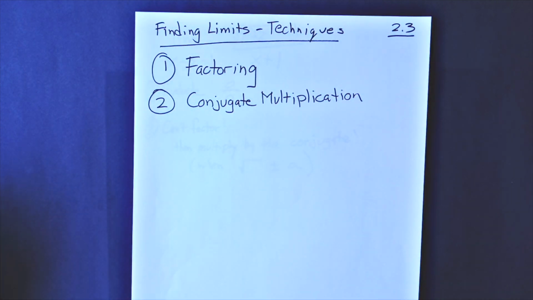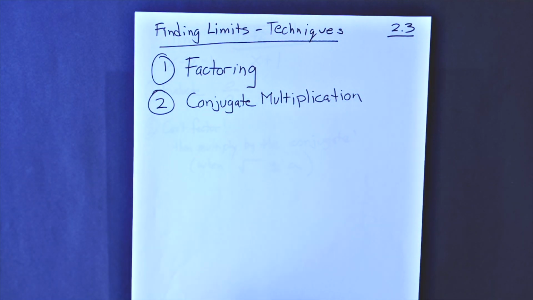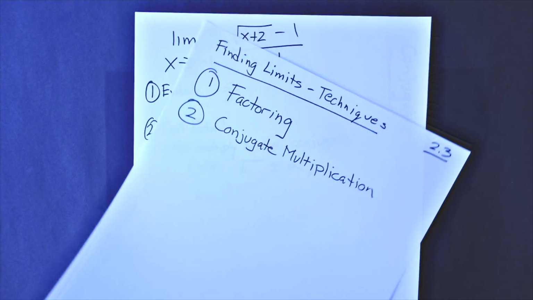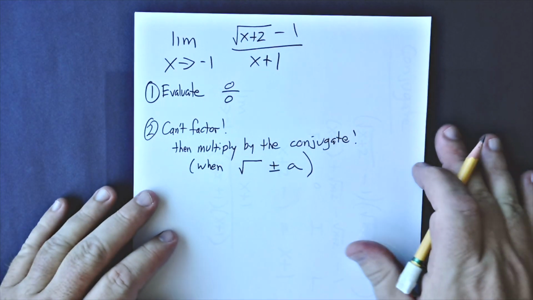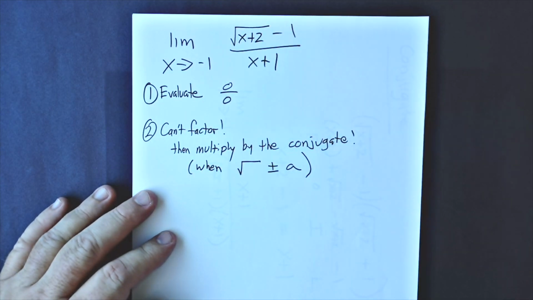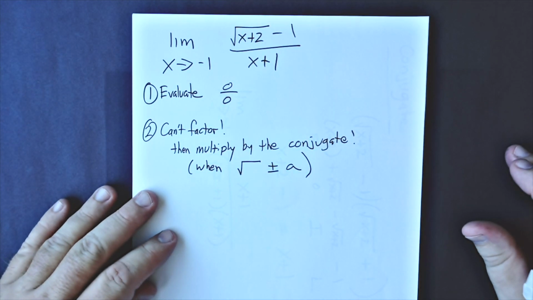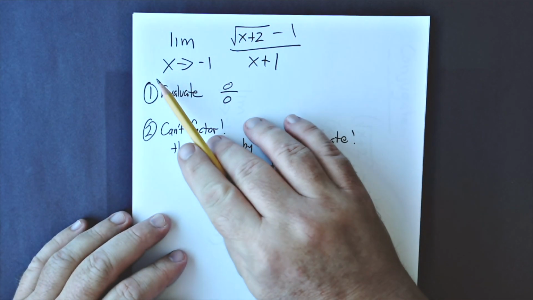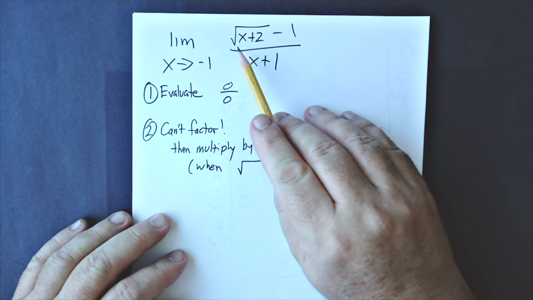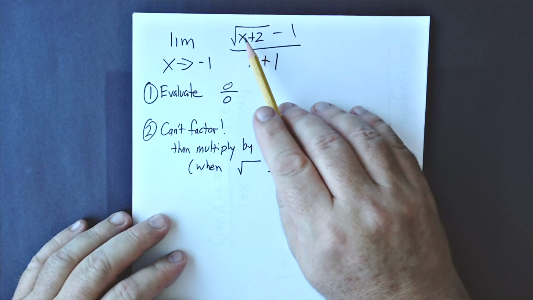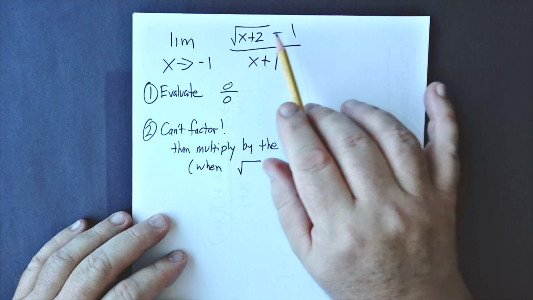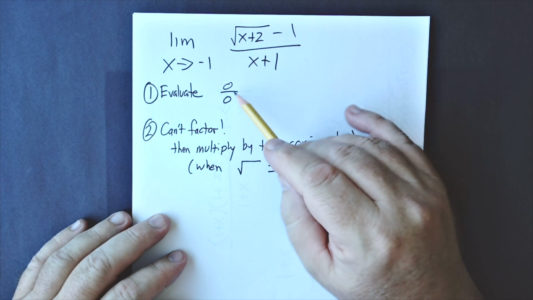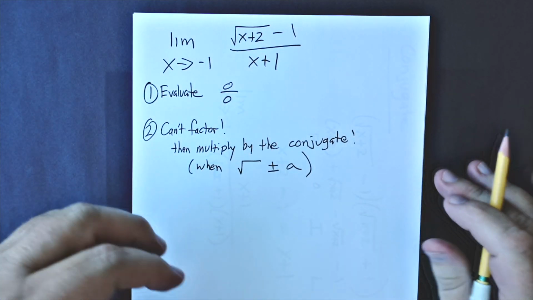All right, we just reviewed factoring as our one technique. Now we're going to do conjugate multiplication as another technique. This is very specific. Usually we have a radical sign somewhere hanging around, and it gets in the way of us trying to factor. So for example, I have the limit as x goes to -1. Notice when I put -1 here I get the square root of 1, which is 1. 1 minus 1 is 0 in the numerator, and then of course 0 in the denominator. So I still have my 0 over 0 form, but I can't factor it.